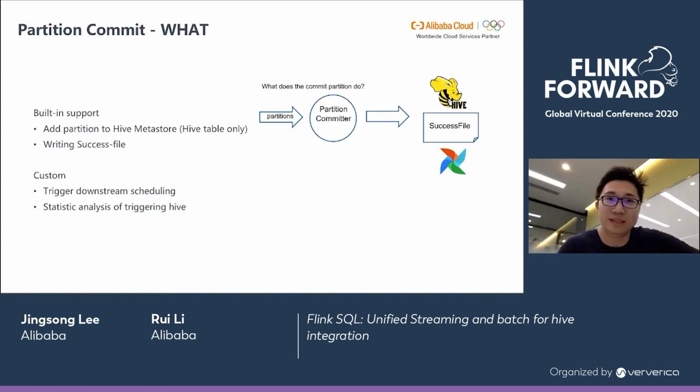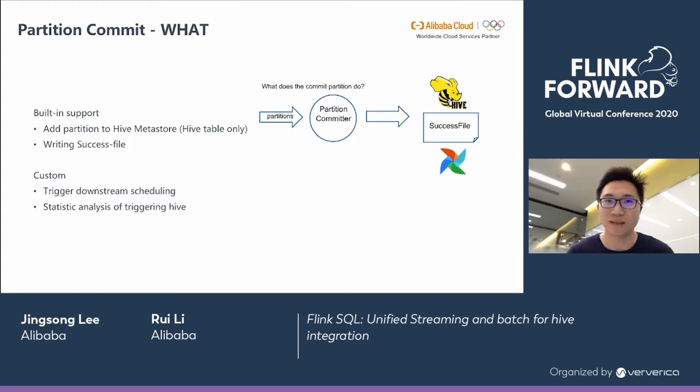Next, we will introduce the specific effect of partition commit. The most direct way is to write a success file and add the partition to the Hive metastore. Flink has built-in support for Hive metastore and success file. If you choose metastore, you need to make sure that the table is a Hive table, because in this way the framework can access the metastore. The custom mechanism allows you to customize a class of partition commit policy. You can do things such as trigger downstream scheduling or some statistical analysis.